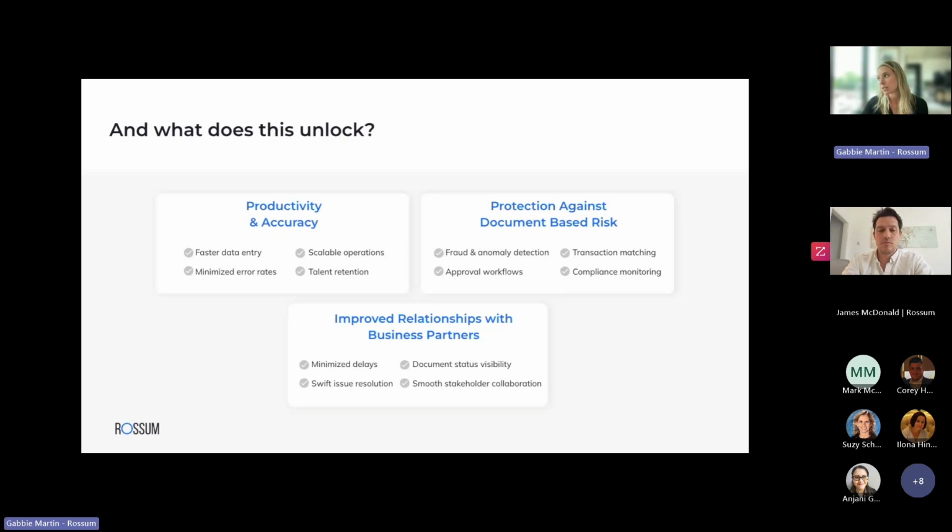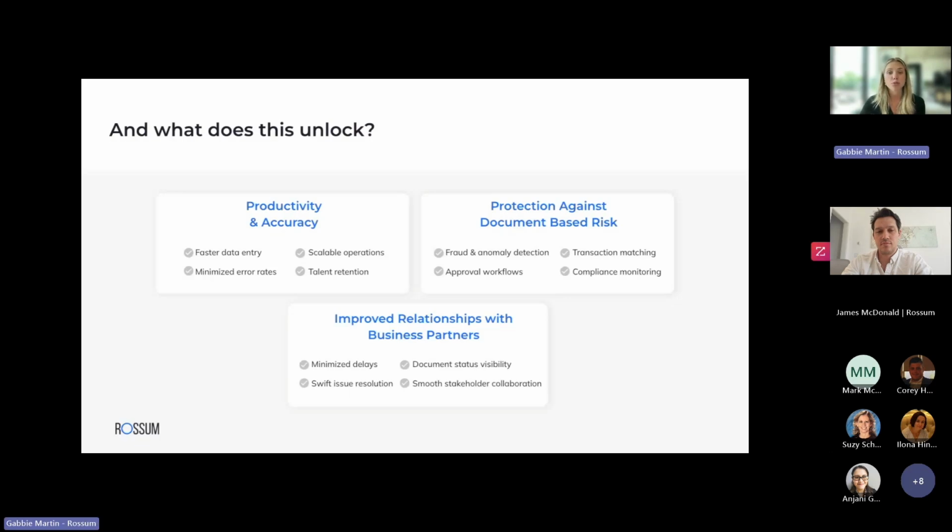The second would be protection against document-based risk. Last year, 72% of businesses were victims of fraudulent payment attempts. Software like Rossum can help protect against fraud by data matching, which is a double check to make sure everything's accurate, approval workflows, so making sure that the department heads or anyone in particular approves of the information and makes sure it's correct, or even duplicate detection, making sure companies aren't sending the same invoice 5 or 6 times and getting paid on all of those.